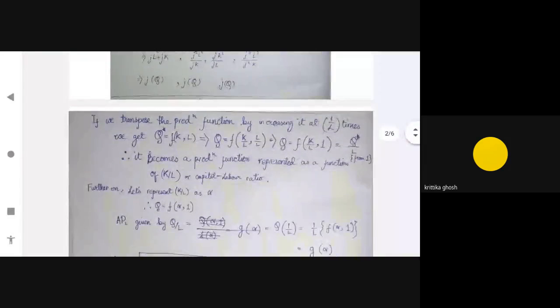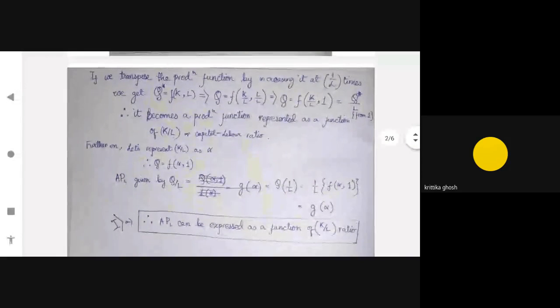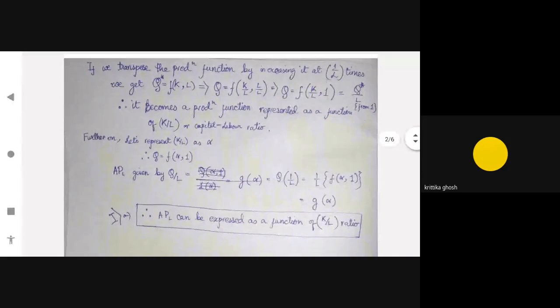Now it was given that we change the value of the production function, that is the output, by changing each of the independent variables by 1 by L times. 1 by L is the reciprocal of the amount of labor. So we originally had q equals f of K comma L. Now we change it into q equals f of K by L comma L by L. Therefore, q is equal to f of K by L comma 1.